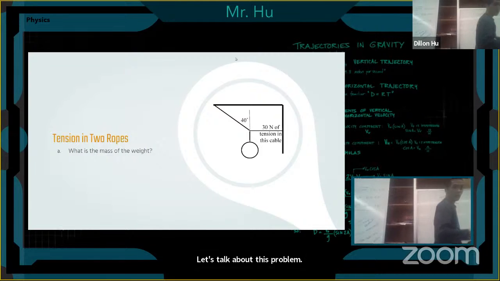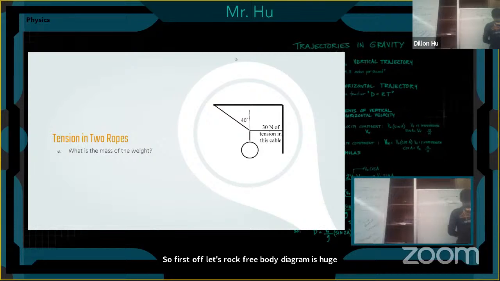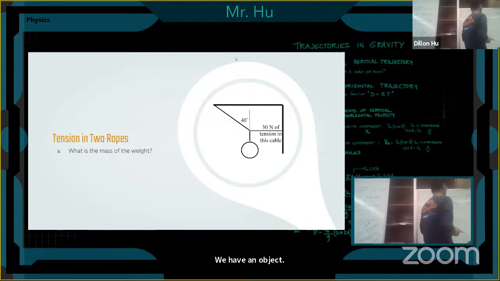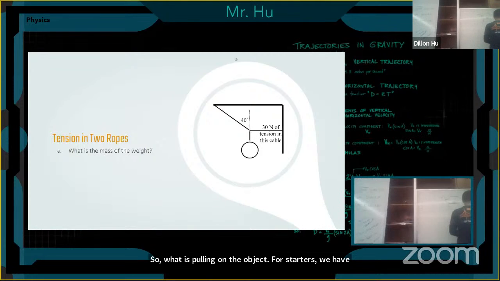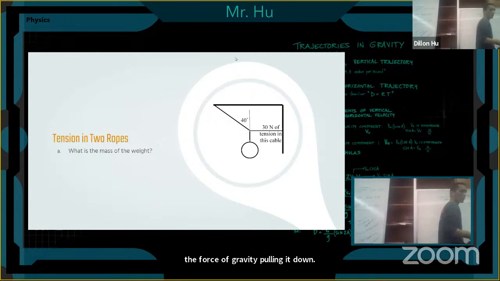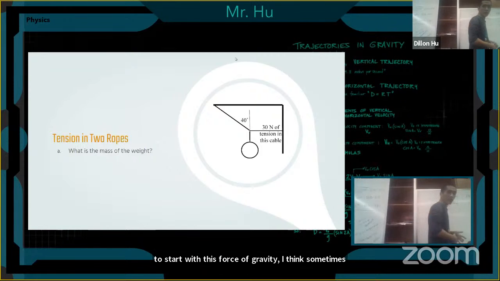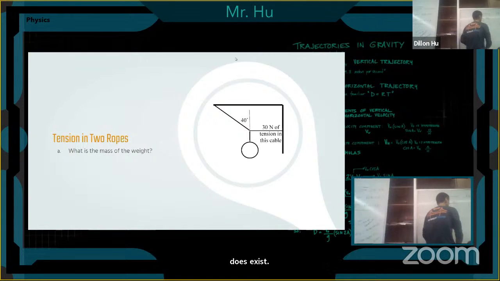So first off, let's draw a free body diagram as usual. We have an object. So what is pulling on the object? For starters, we have the force of gravity pulling it down. That I think is pretty standard. Make sure you always start with this force of gravity. I think sometimes people forget that gravity exists, and we don't want to do that. Unfortunately, we live in a world where gravity does exist, so forgetting it is not ideal. Let's start with the force of gravity.